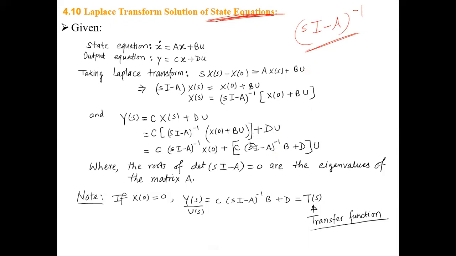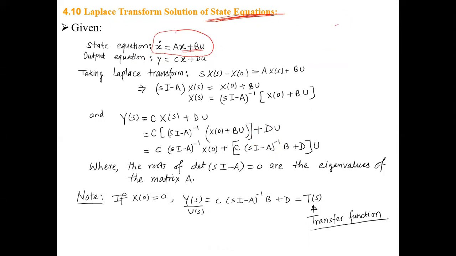All right, so I have the state equation. So what is the state equation? We have x dot equals Ax plus Bu. What is your output equation? This is my output equation. Now let's take the Laplace transform of both of these. So what is the Laplace transform of this guy?